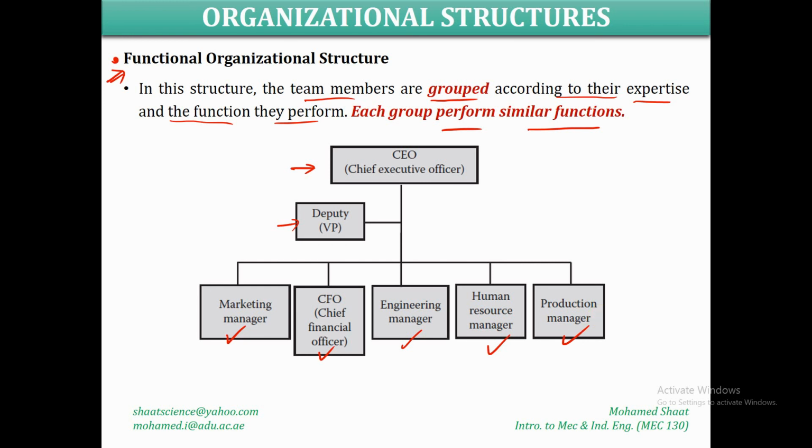So this is a different structure that depends on the expertise and the function that this group of people, these engineers, can do. They are doing the same thing, and there are lots of similarities between the activities that they do. The same goes for the human resources people, who are doing similar activities. Make sense?